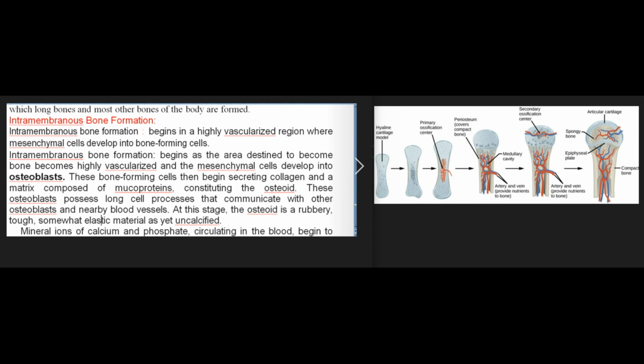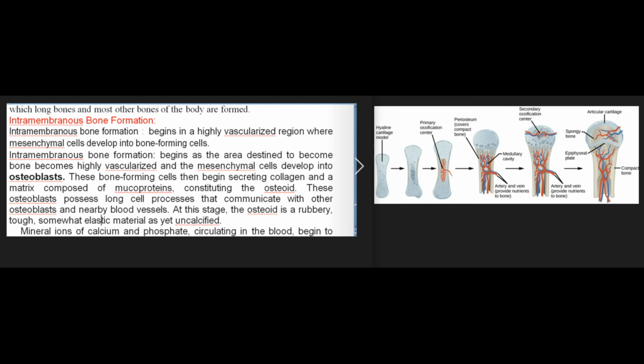Intramembranous bone formation begins in a highly vascularized region where mesenchymal cells develop into bone-forming cells. The area destined to become bone becomes highly vascularized and the mesenchymal cells develop into osteoblasts. These bone-forming cells then begin secreting collagen and a matrix composed of mucoproteins, constituting the osteoid. These osteoblasts possess long cell processes that communicate with other osteoblasts and nearby blood vessels. At this stage, the osteoid is a rubbery, tough, somewhat elastic material as yet uncalcified.